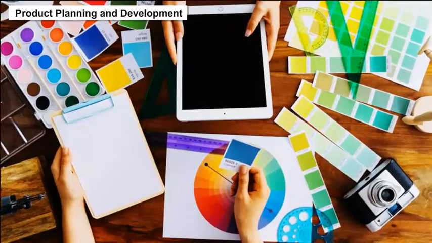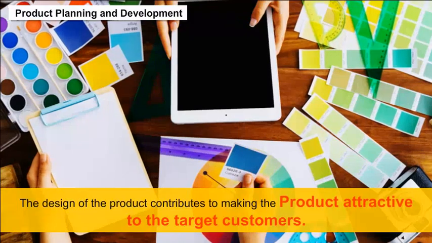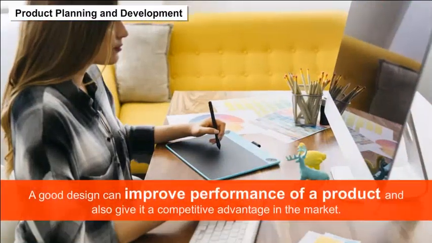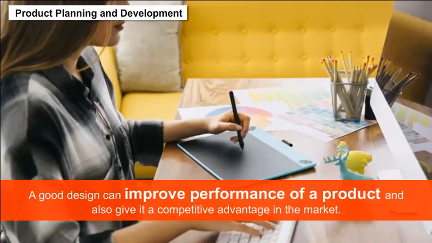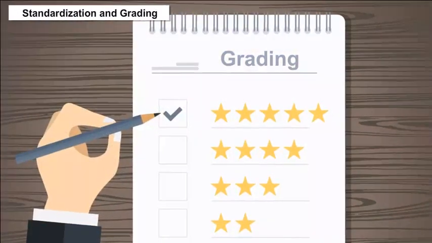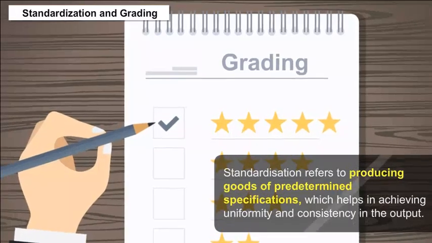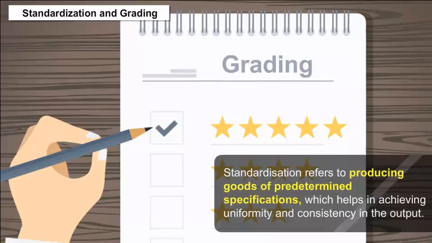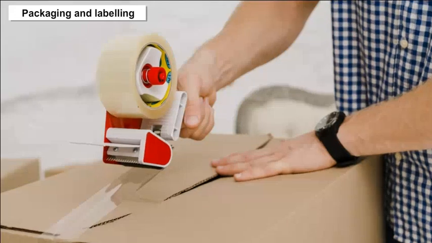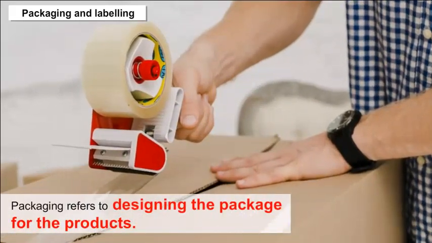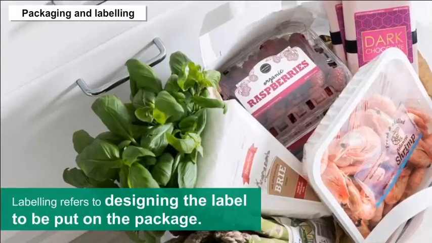Product planning and development. The design of the product contributes to making the product attractive to the target customers. A good design can improve the performance of a product and also give it a competitive advantage in the market. Standardization and grading. Standardization refers to producing goods of predetermined specifications, which helps in achieving uniformity and consistency in the output. Packaging and labeling. Packaging refers to designing the package for the products. Labeling refers to designing the label to be put on the package.